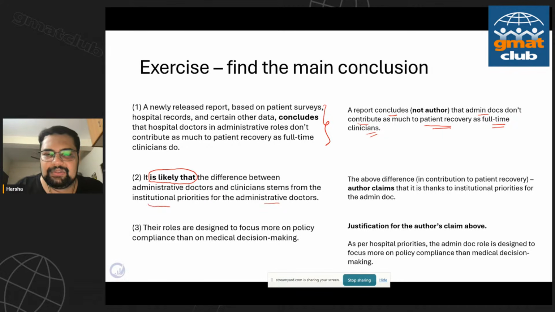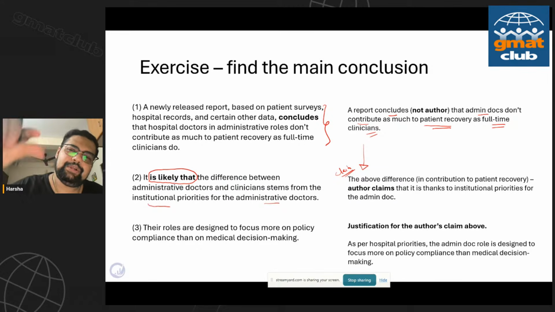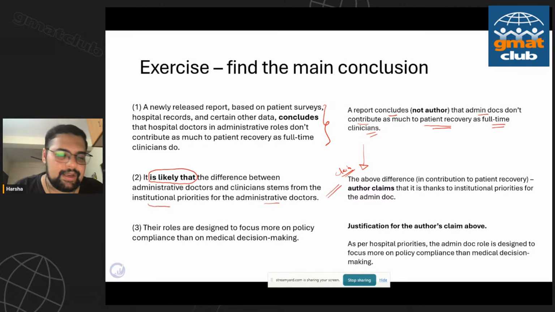Yeah. But notice what the author is telling us. The author is kind of making a claim here. The claim is that there is this difference that has been talked about in the first sentence. As far as contributing to patient recovery is concerned, these admin doctors are not doing as much as these full-time clinicians, right? In the second sentence, the author is making a claim about it. The author claims that this is actually because of the institutional priorities. And that third sentence, which some of you thought is the conclusion, some of you, not all, is actually a justification, right? It kind of explains why the culprit is institutional priorities.